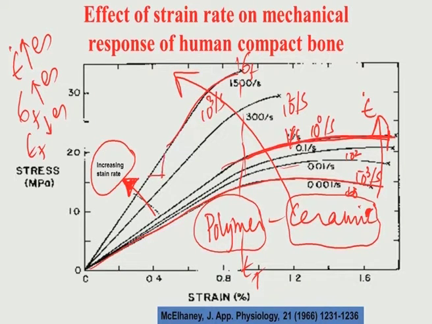The slope of the linear curve also increases, because it becomes much stiffer and stiffer. Therefore, the elastic modulus also increases. So, the higher the strain rate, the higher the fracture strength, the higher the elastic modulus, however, the lower the fracture strain. So, lower is the ability of the bone sample to deform.